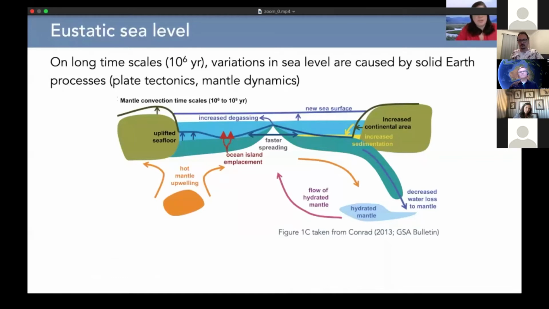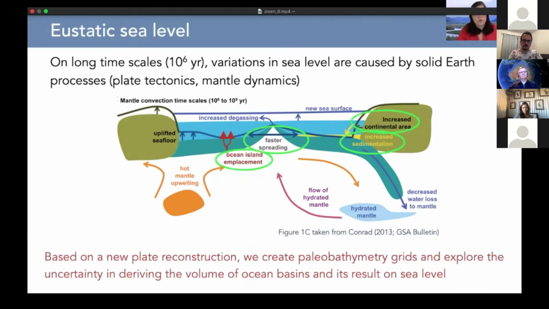Now, I'm showing this schematic, which is taken from Conrad 2013, because I think it's a nice illustration of the main components that influence long-term sea level change. On a long timescale, at the million-year, tens to hundreds of millions of year timescale, variations in sea level are driven by solid Earth processes, things like plate tectonics, seafloor spreading, and also mantle dynamics. Dynamic topography would be one example of that.